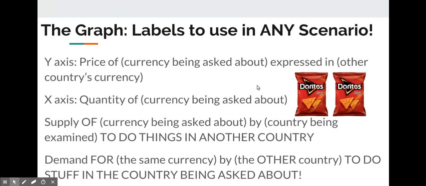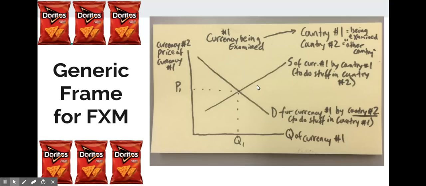So this is just kind of written out visually so you can actually see what I'm saying, what to label the foreign exchange graph in any scenario. I can't give you every possible scenario in every possible country. I'm going to give you the big picture, and you're going to have to apply that to different scenarios. So you can come back to this slide once we look at the graph, which is right here.